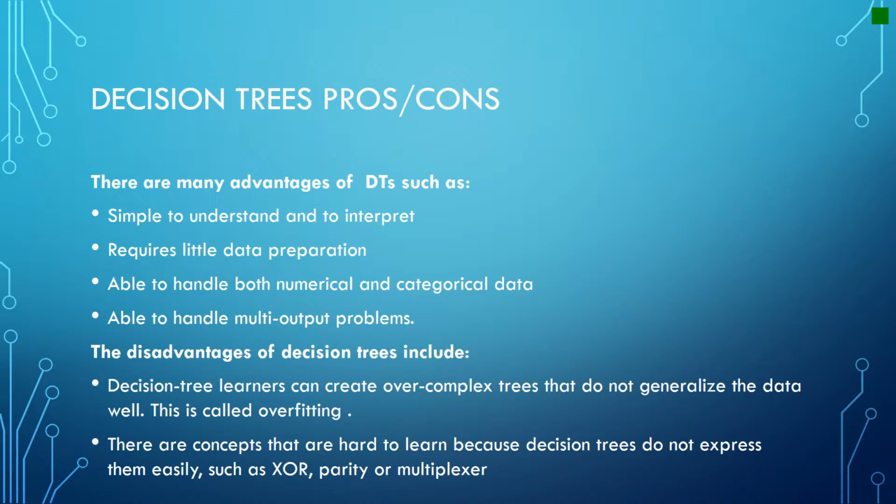There are many advantages of using decision trees, such as they're simple to understand and to interpret, they require little data preparation, they're able to handle both numerical and categorical data, and they're able to handle multi-output problems. The cons of using a decision tree include that decision tree learners can create over-complex trees that do not generalize the data well. This is called overfitting. And there are concepts that are simply too hard to learn because decision trees do not express them easily, such as XOR, parity, or multiplexer.